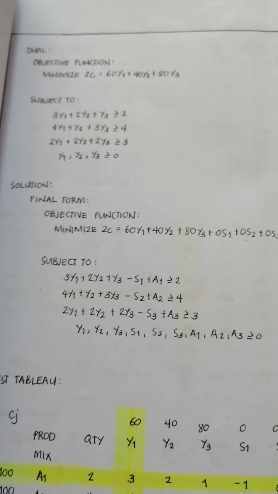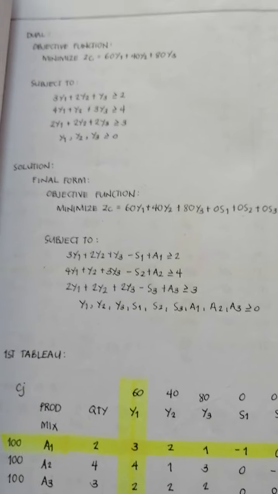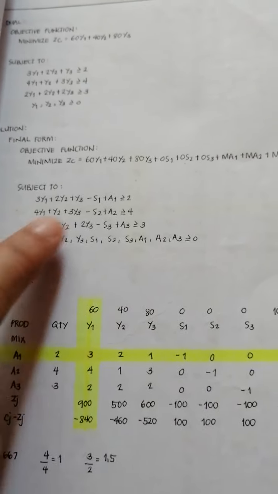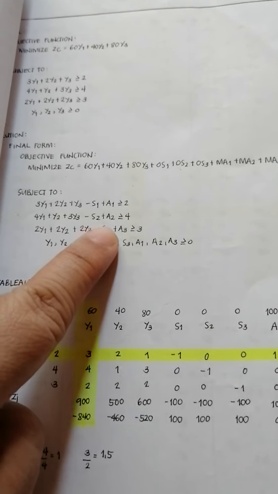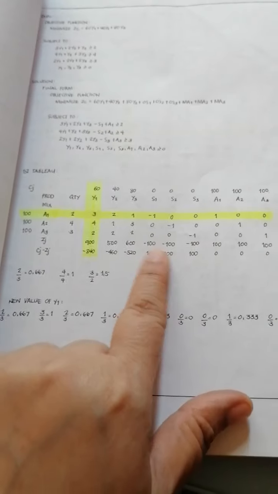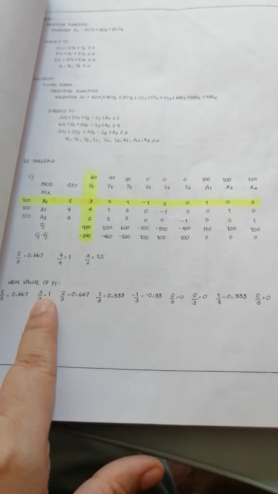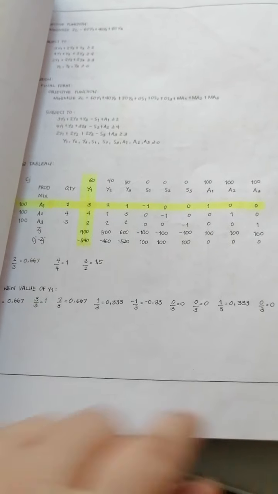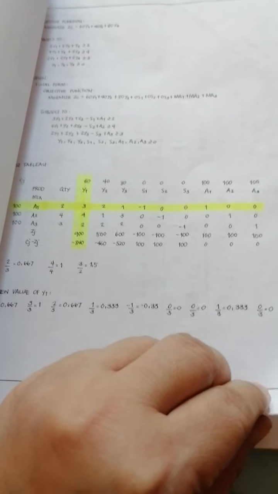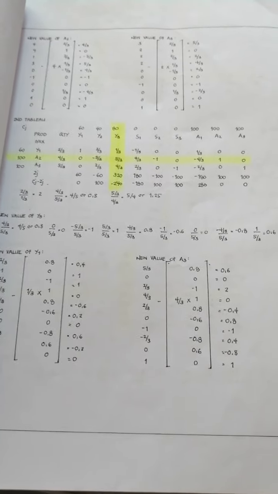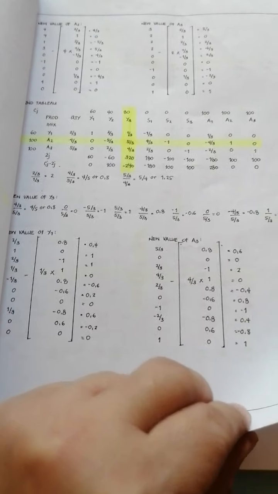So this is the dual. Since it is greater than or equal to, we subtract slacks and add artificial variables. So this is the initial tableau, the replaced row, and the new value of x1, or in this case it's y1. So that's the second tableau.